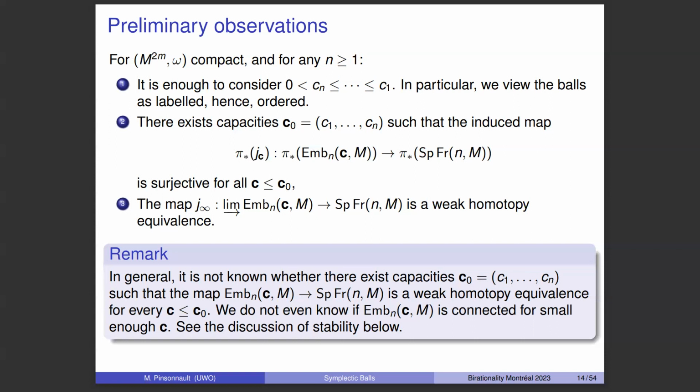So it looks like it's a reasonable conjecture to say that, at least on a compact manifold without boundary, there must be a size, a capacity, such that the space of embeddings of all balls of this capacity or smaller must be connected. But even this very simple thing is not known. It's very, very shocking. And it's essentially an extension problem.